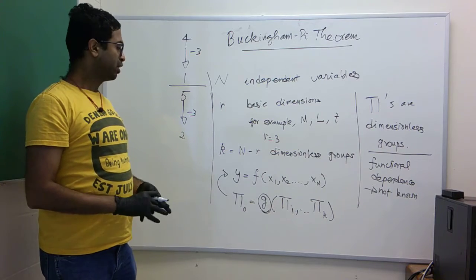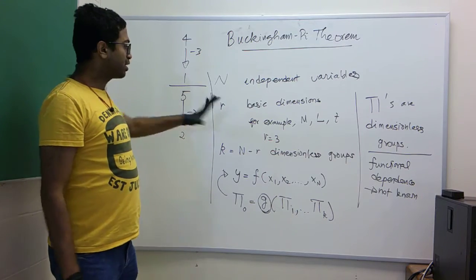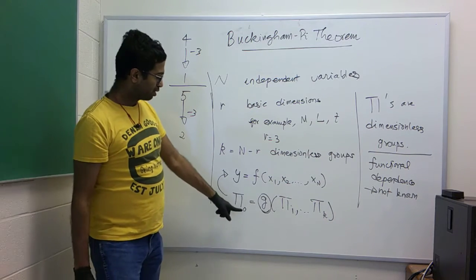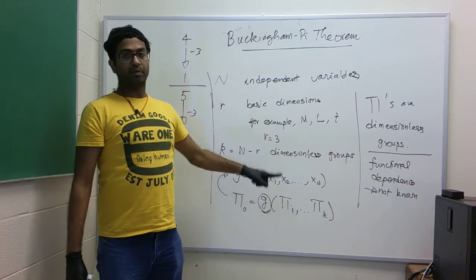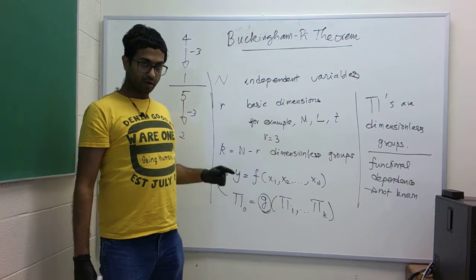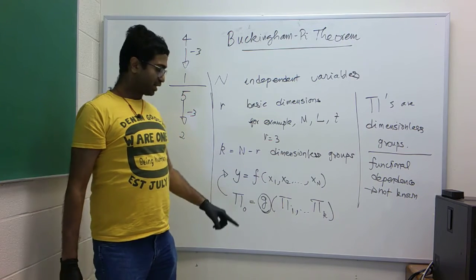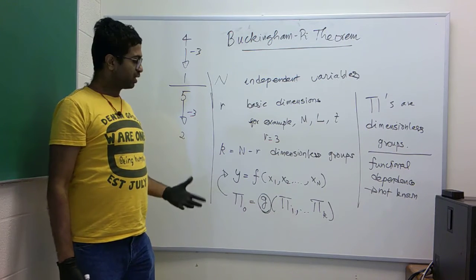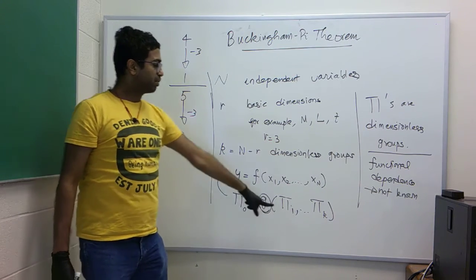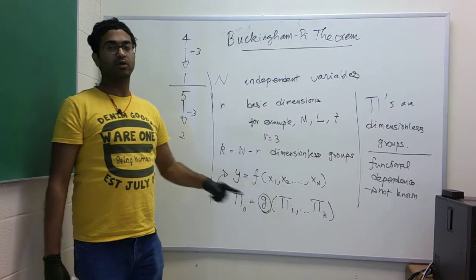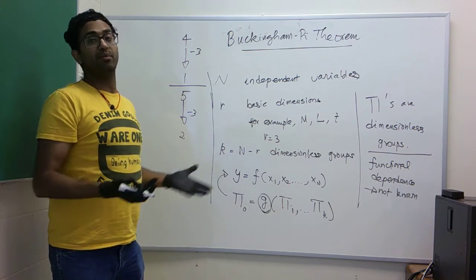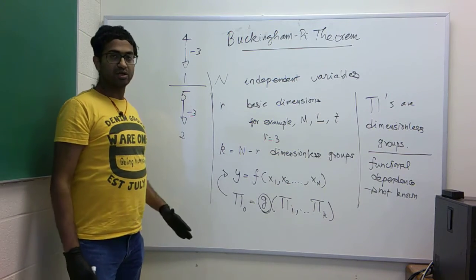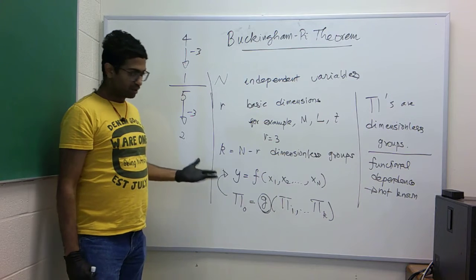Keep that in mind. You can't just stare at the variables and predict the functional form of g. You don't know whether it will be pi 1 to the power 2, or pi 1 to the power 3, or pi 1 to the power 1. You can't predict that just by looking at the dimensional quantities. You can only say that pi naught depends on pi 1, depends on pi 2 and so on, but you can't say how it depends. That's a different problem.